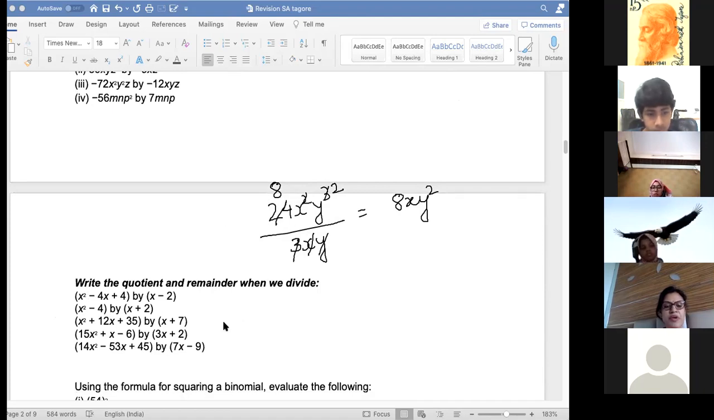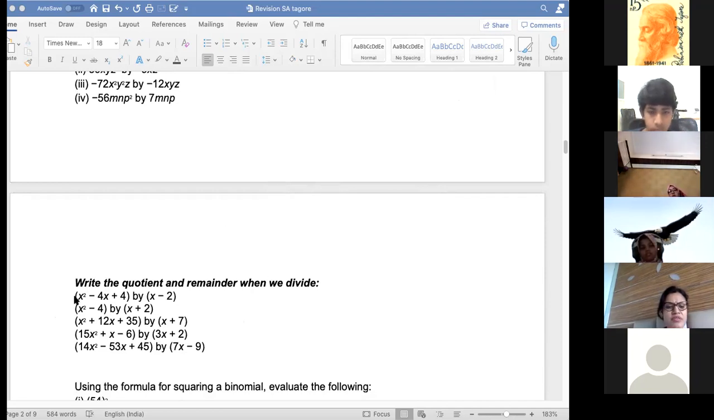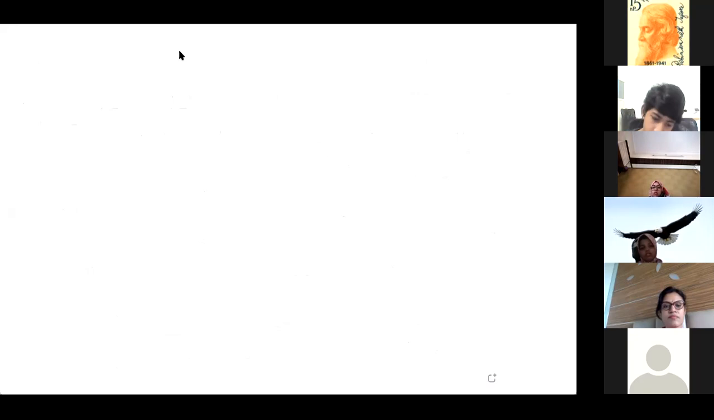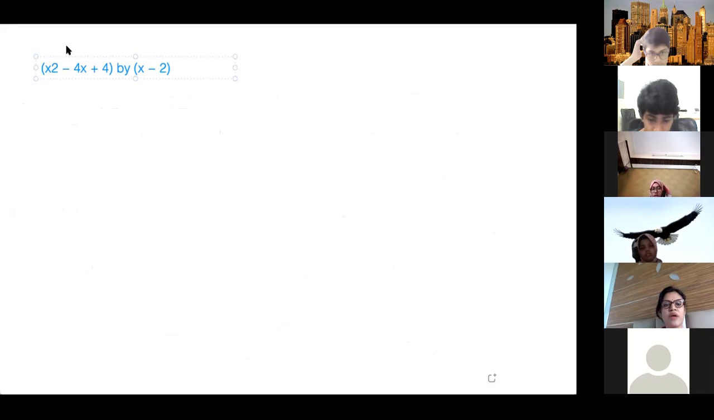Okay, polynomial. So I'll just give this question on the whiteboard and then we see whether we are able to do it or not. Copy it. Okay, so we have to divide this. First step, anyone remembers how we do this type of question?